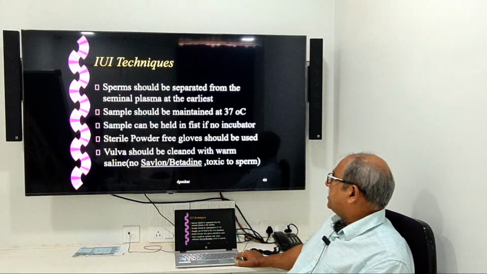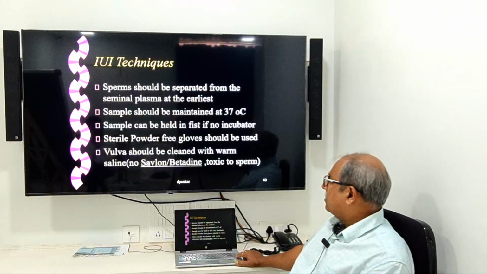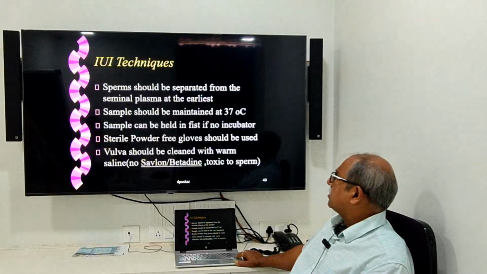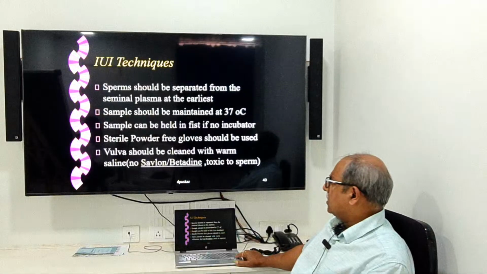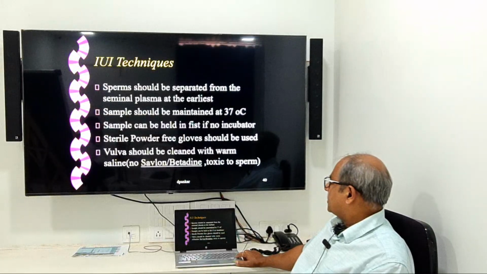Sample can be held in fist if no incubator. Very common logic. Sterile powder-free gloves should be used when preparing the vulva. It should be cleaned with warm saline. No Savlon or betadine, as they are toxic to the sperm.